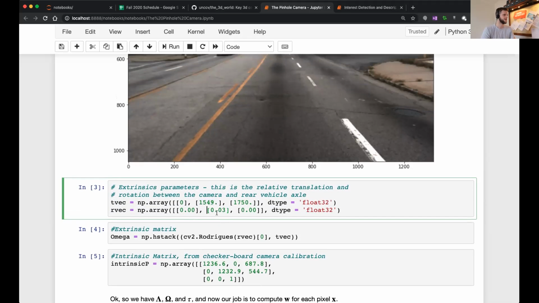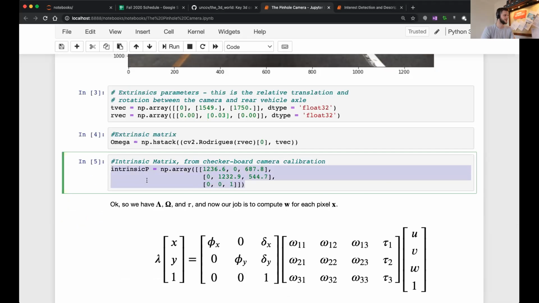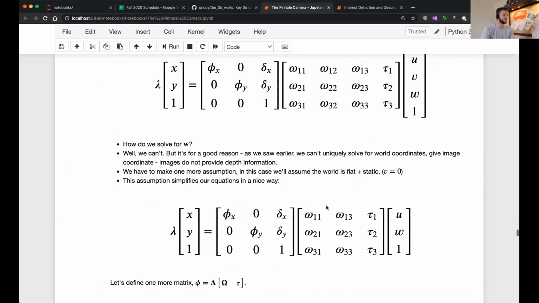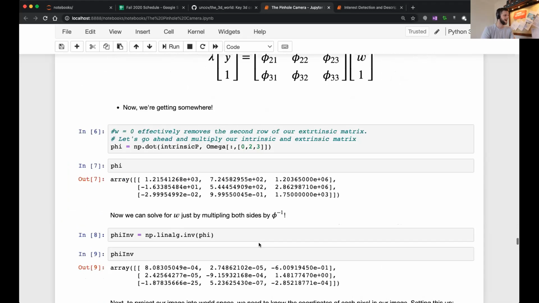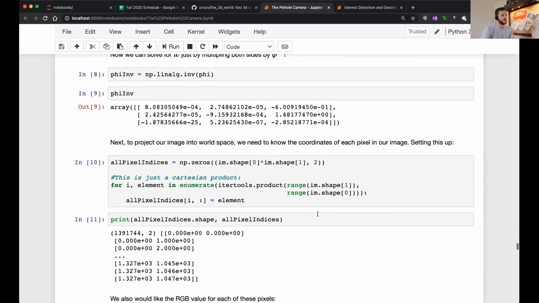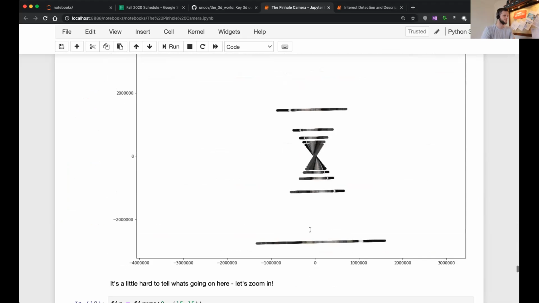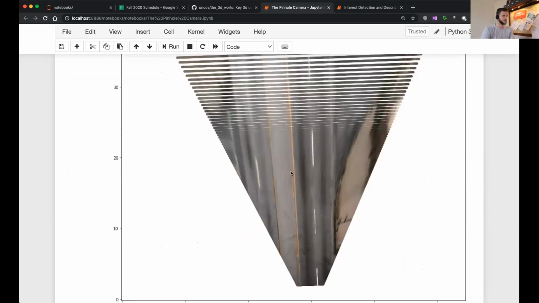Here I'm setting up some of the calibration stuff. Here's the intrinsic matrix for the camera that we use on the car. Here's our equation. Again, I'm doing some simplification to it. Here's where I plug in that assumption that the world is flat. And then I have to solve this matrix equation, and then I use that solved matrix equation to project my points into world space, and I end up with a nice projection where I'm taking pixel values and putting them into world space.